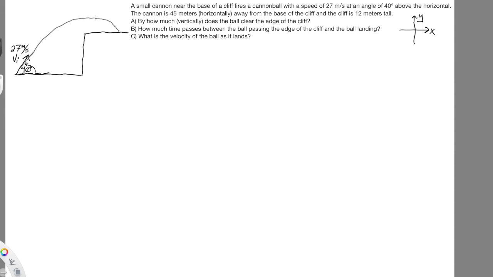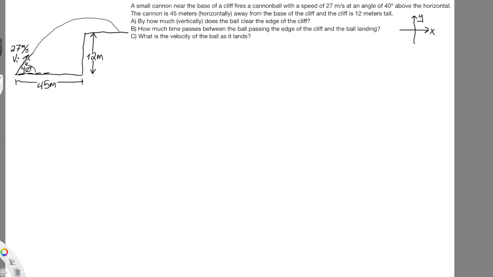But let's see if there's anything else we can label here. We know the distance to the edge of the cliff. This is that 45 meters. And we know the height of the cliff. That's this distance right here, 12 meters. So that seems to be everything we need so far.